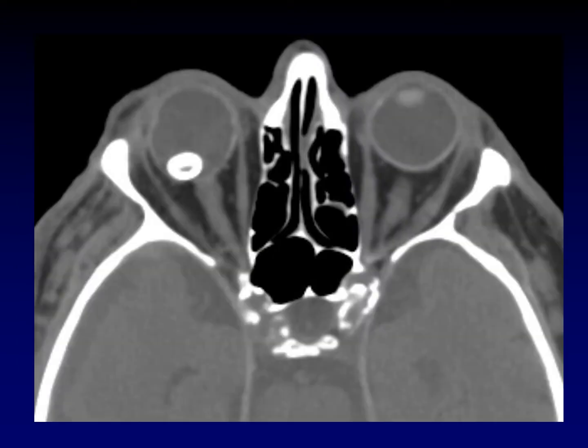This is what happens in the setting of a chronic lens dislocation. If the lens completely dislocates and settles back to the back of the globe, it will undergo dystrophic calcification. This is a lens displacement in its chronic phase.